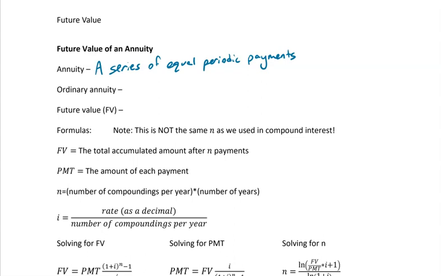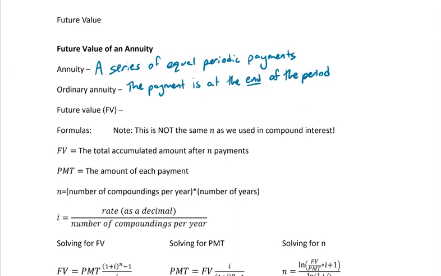Now, there's two different types. There's annuity due and ordinary annuity. For this class, we're just going to be working with ordinary annuity. Ordinary annuity just means that the payment is at the end of the period. Annuity due would mean that it's due at the beginning of the period, but for this class, we're just going to be talking about ordinary annuity.